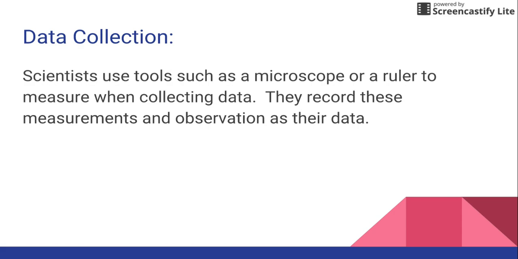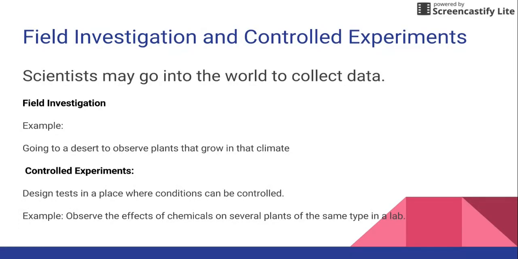Scientists use tools such as a microscope or a ruler to measure when collecting data. They record these measurements and observe. Scientists may go into the world to collect data. For example, they may go into a desert to observe plants that grow in a climate.